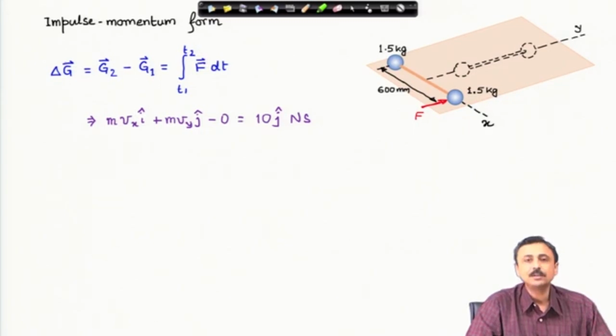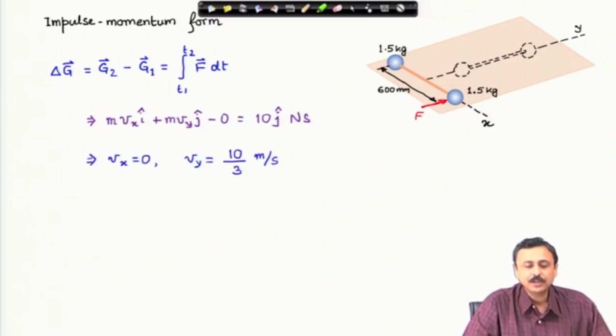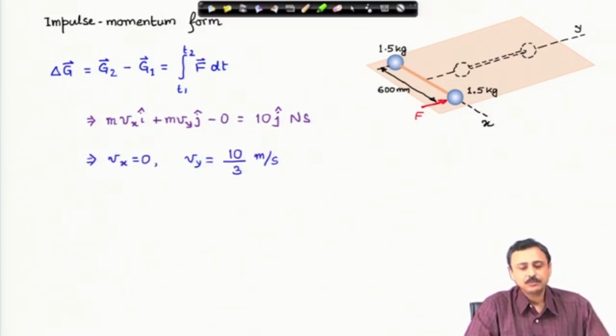It was given that the impulse of the force is 10 Newton second. Therefore, the final linear momentum of the system is equal to 10 j cap Newton second. And from here, looking at the individual components, we obtain that V x, the x component of the velocity of the center of mass, is 0, and V y, the y component of the velocity of the center of mass, is 10 by 3 meter per second.